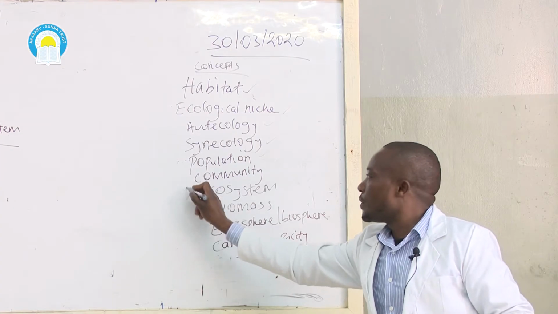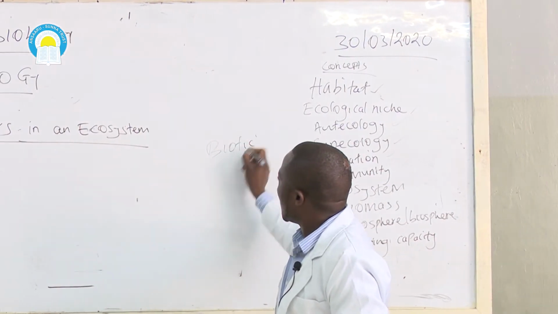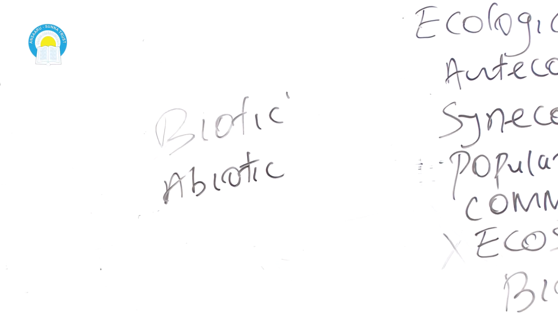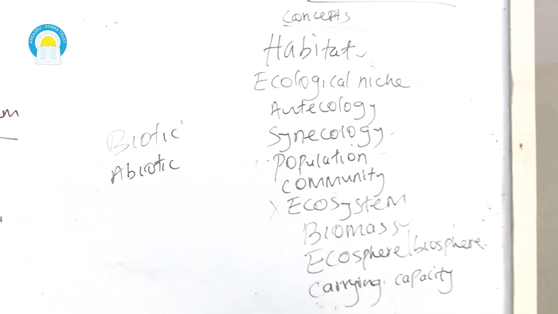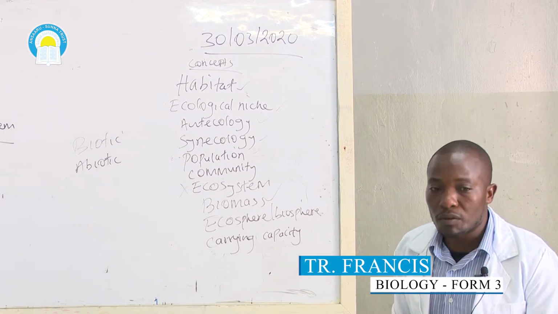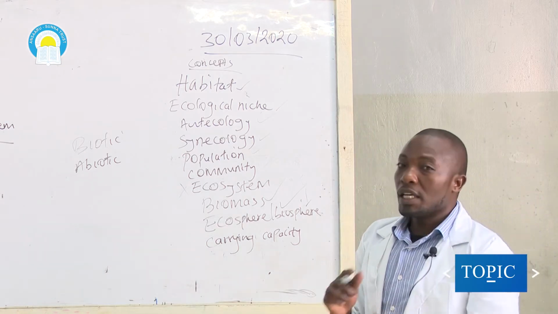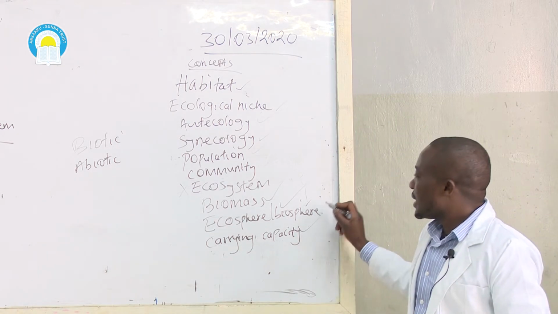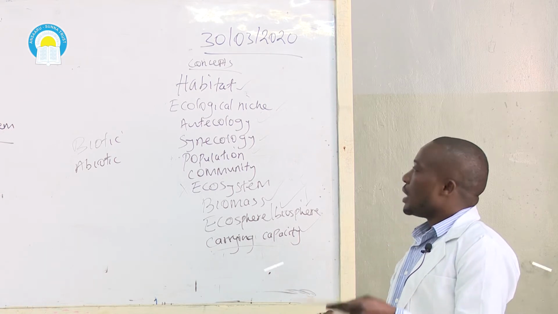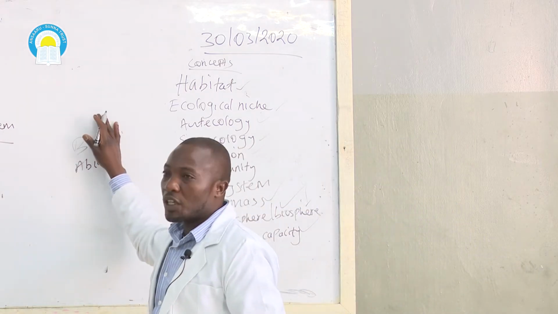An ecosystem is a natural unit made up of biotic and abiotic factors whose interactions lead to a self-sustaining system. Then biomass, we're talking about the total dry weight of a living organism at a particular trophic level or feeding level. Ecosphere or biosphere, we said, is the part of the earth and atmosphere inhabited by living organisms. Then carrying capacity is the maximum number of living organisms a particular area can comfortably support without depletion of the available resources.